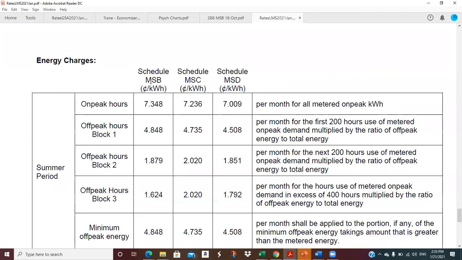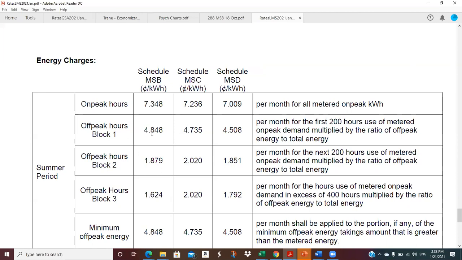Okay, schedule, so the different rates. So on peak hours is pretty simple. You got on peak energy, you got one rate, multiply it together, just like a little example, that's your on peak energy charge. And then you get to the off peak block. And this is another convoluted mess, okay?